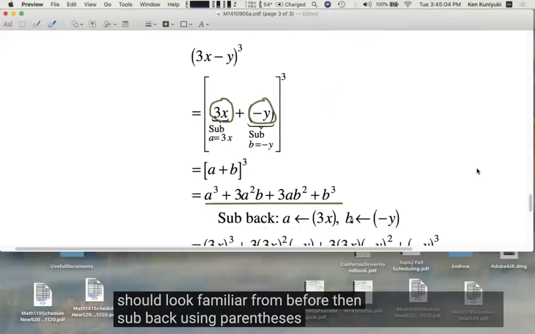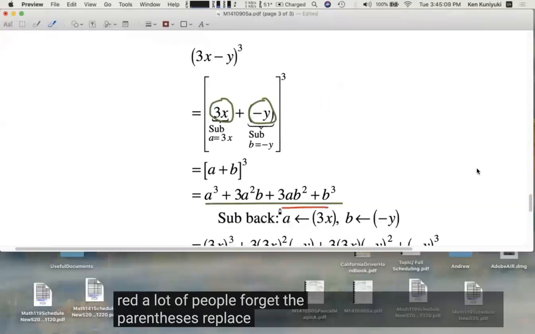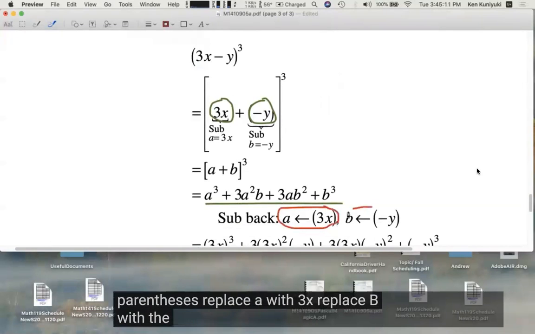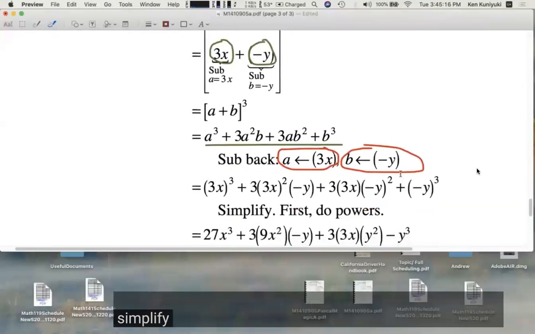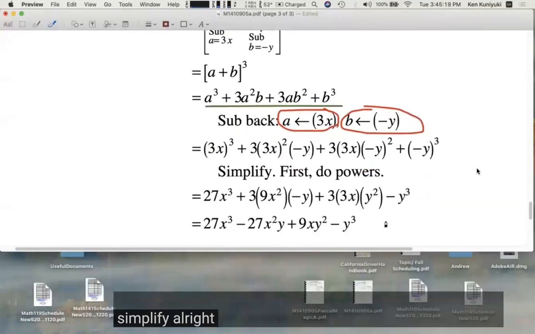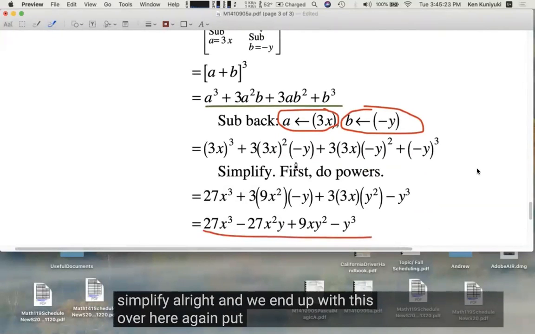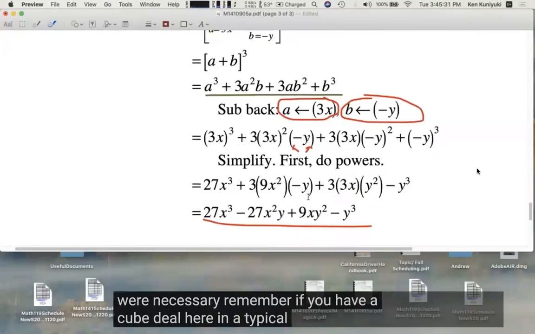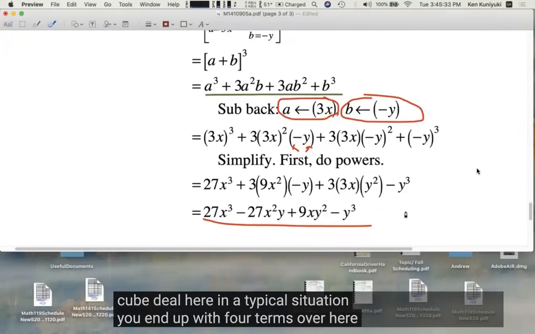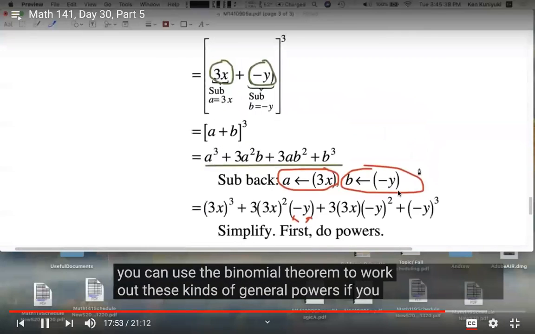Then sub back using parentheses. I'll put this in red. A lot of people forget the parentheses. Replace a with 3x, replace b with the opposite of y in parentheses. Simplify. And we end up with this over here. Again, put grouping symbols where necessary. Remember, if you have a cube, in a typical situation you end up with 4 terms over here. So you can use the binomial theorem to work out these kinds of general powers, if you wish.